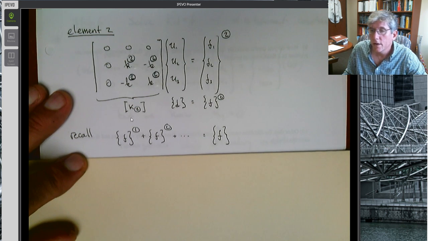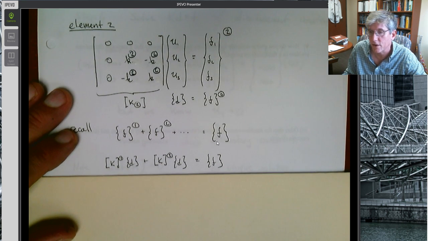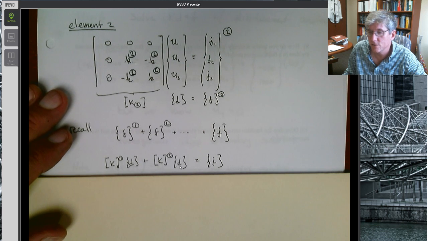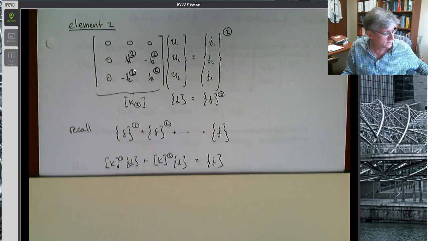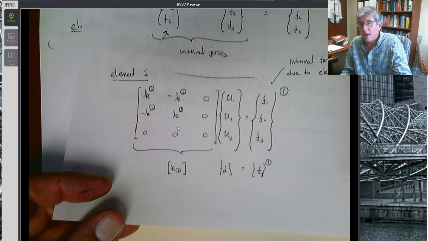Now, we can replace each one of these element internal forces with the appropriate K times D. And now we're going to use the augmented one so it's the same dimension as the external force vector, right? And I think that's what I should have done here. So for us, it's going to be K1 times D plus K2 times D. So this is K2, and this one right here was the K1, okay?